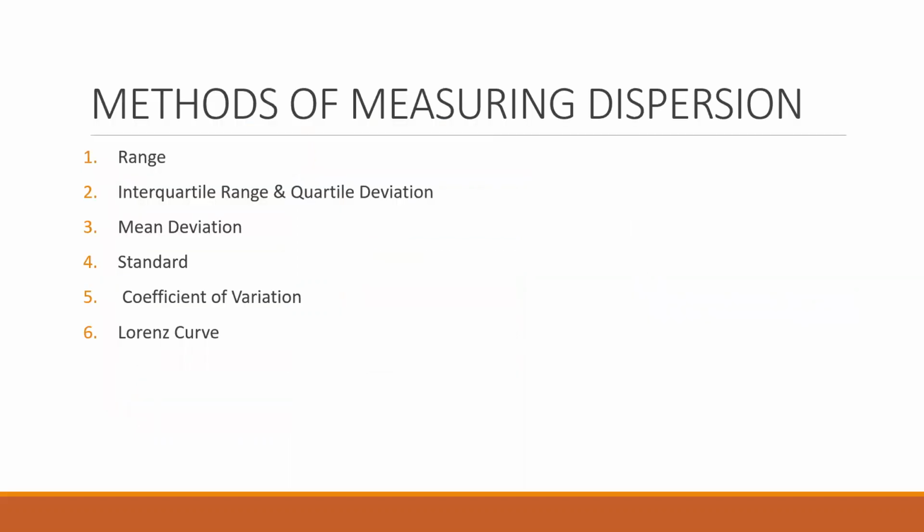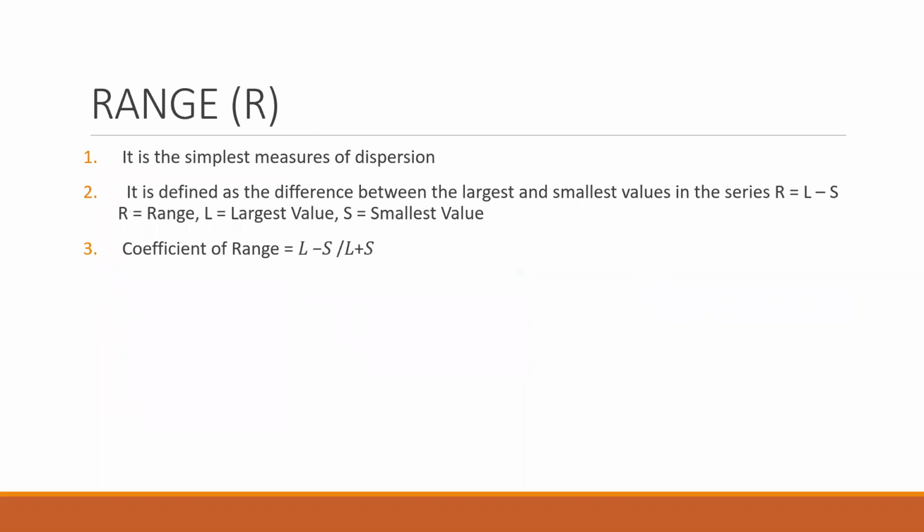As already explained, the methods of measuring dispersion include range, interquartile range, mean deviation, standard deviation, and coefficient of variation, and I will slightly touch on what the Lorenz curve is. So what is range? Range is the simplest measure of dispersion. It is defined as the difference between the largest and the smallest value in a series. Range is the largest minus the smallest value.